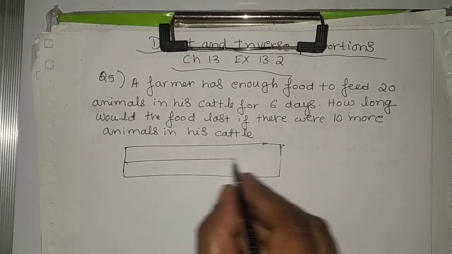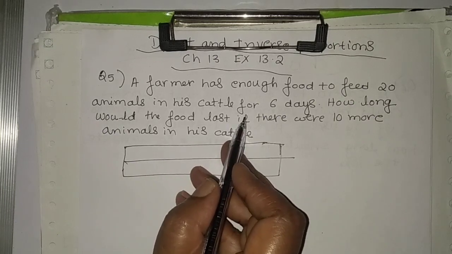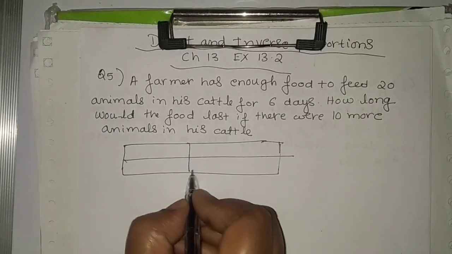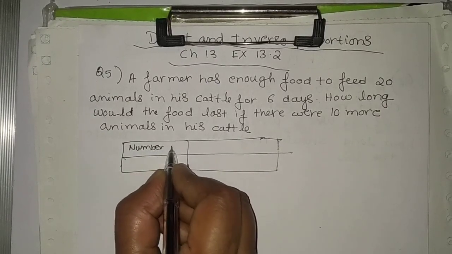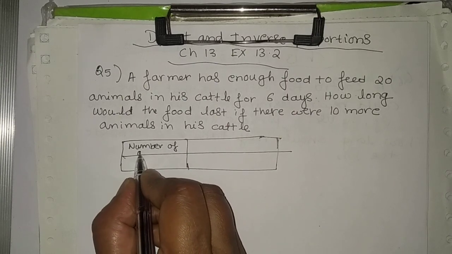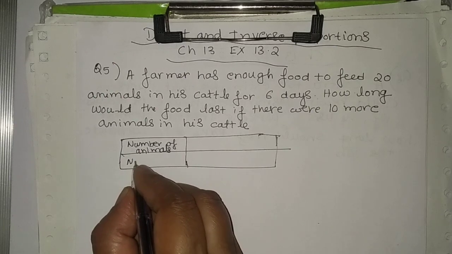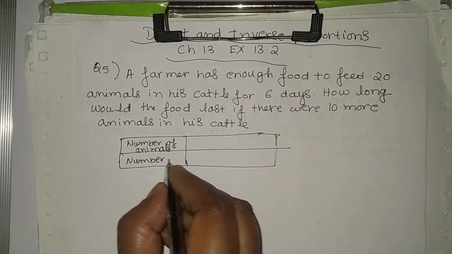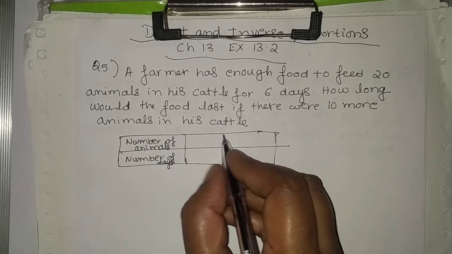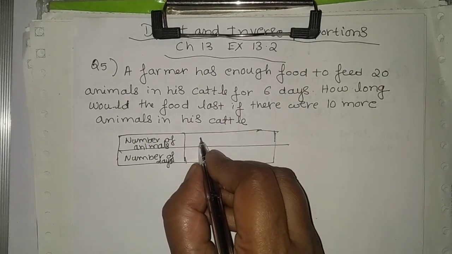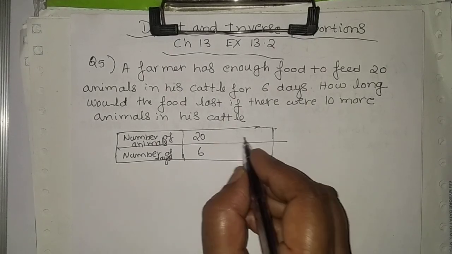First we'll write the number of animals in the cattle. Next is the number of days. If we write like this, it will be very easy to solve the problem. So the number of animals is 20, and the food lasts for 6 days.